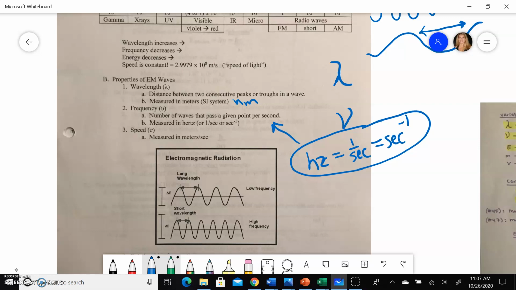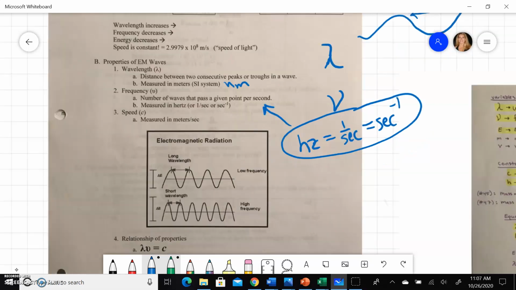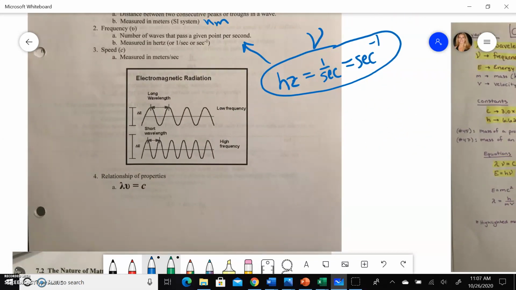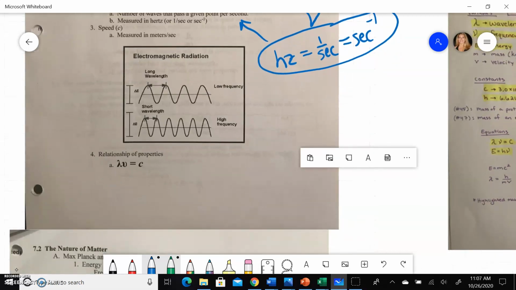So notice that if you're using meters per second here, let's say you're plugging in wavelength and they gave you the wavelength in nanometers, that's where you have to watch those units and make sure that they cancel out. So here's another picture of long and short wavelength, a little better than the picture I have. Notice that it's opposite: if you have a long wavelength, you're going to have a low frequency, and if you have a short wavelength, then you have a high frequency.